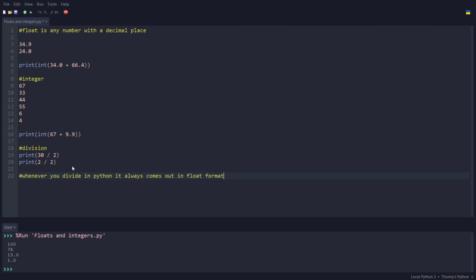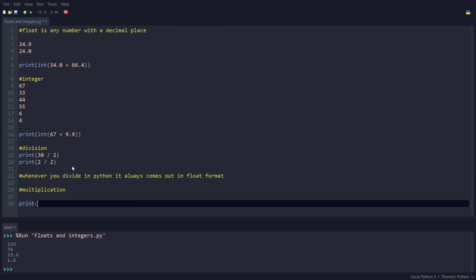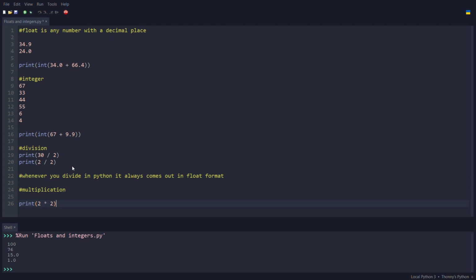Now then, next thing that we're going to have a look at is multiplication. So multiplication in Python is with the asterisk symbol. So, what if we wanted to multiply two numbers? We would print, and then we would put the first number multiplied by the second number. In this case, it'll be 2 times 2. See, there we get 4.